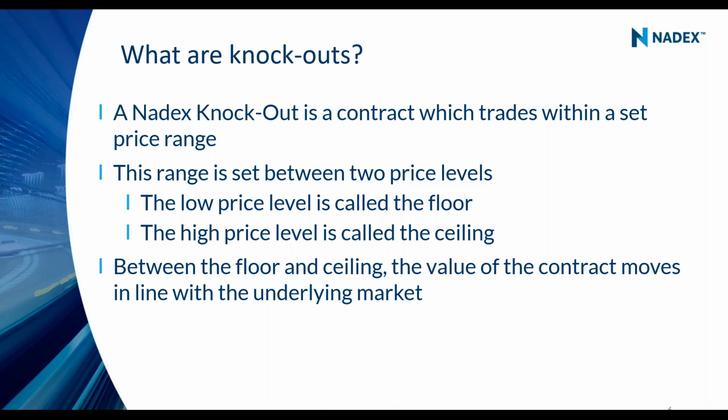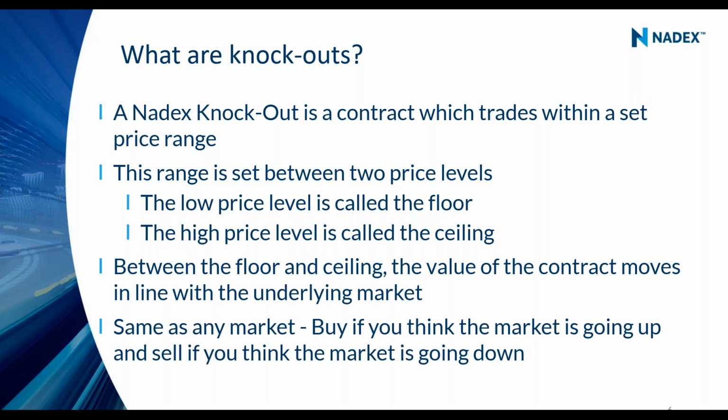And the value of the contract is what we call a delta 1 product. What that means is it will move exactly in line with the underlying market. So when you're trading Nadex knockouts, it's the same as any other market that you would be trading. If you think it's going higher, you would buy. And interestingly enough, if you think it's going lower, you can sell. Now, some people are confused by that. They go, how can I sell something I don't own? You're simply taking a position that the price is going to go lower.